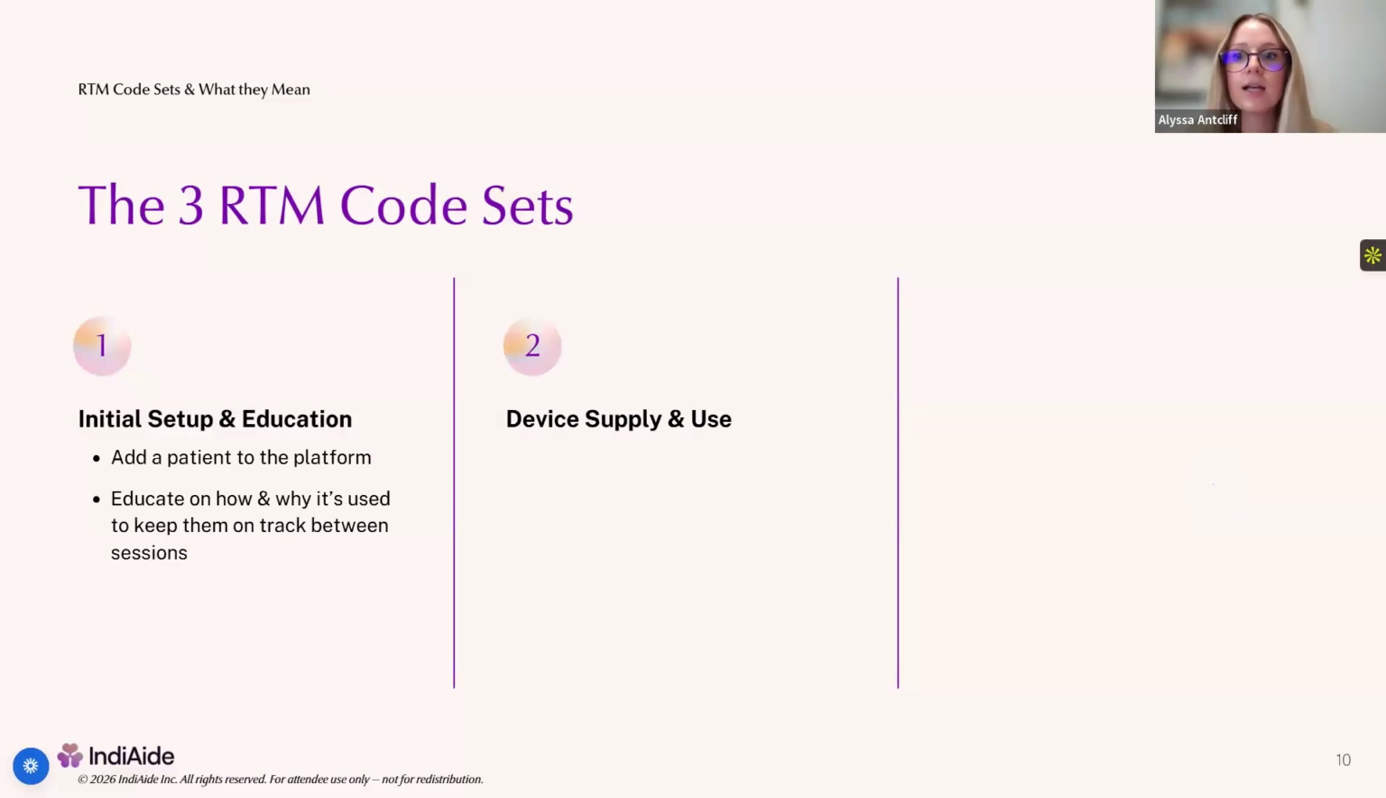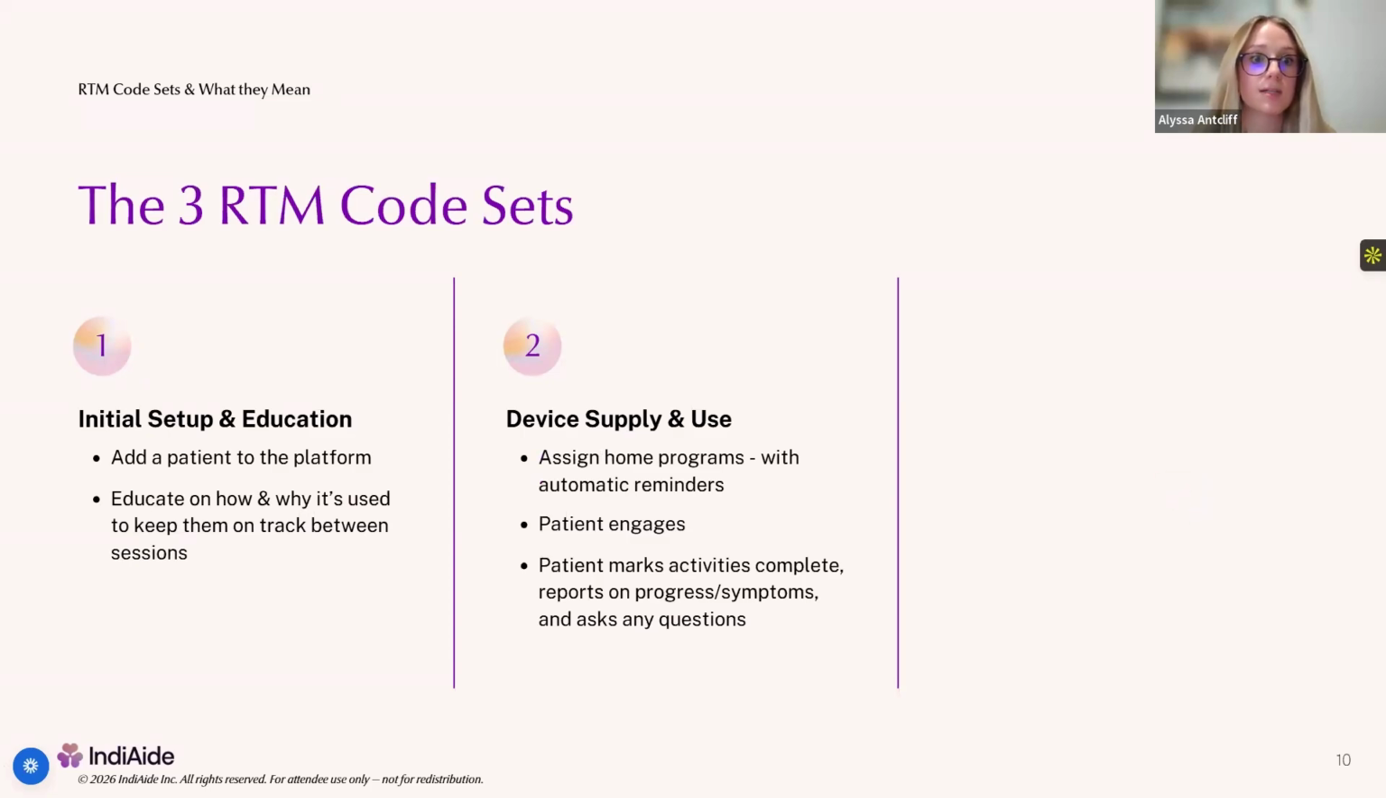Then the second code set is related to you supplying that patient with the technology. So when we're thinking device supply, it is software as a medical device. So it's not any kind of physical device that you have to provide the patient. It is software. So the second is related to supplying that technology and it actually being used rather than set up and forgotten. So some examples here are you can assign home programs with automatic reminders via that technology. The patient then engages with what you have loaded for them, assigned to them, and they can mark those activities complete. They can report on any progress or symptoms they're experiencing from home, and they can also ask any questions. That's all related to the device supply and use.